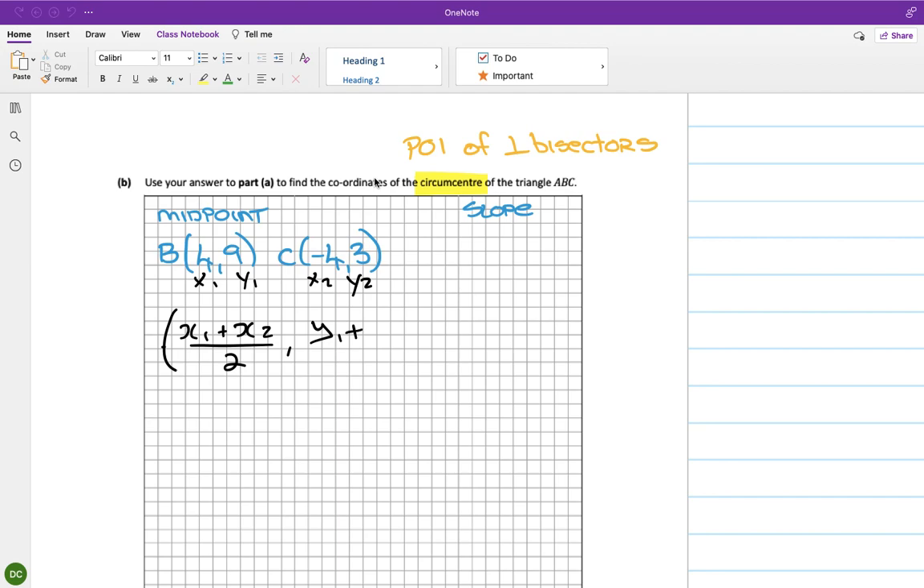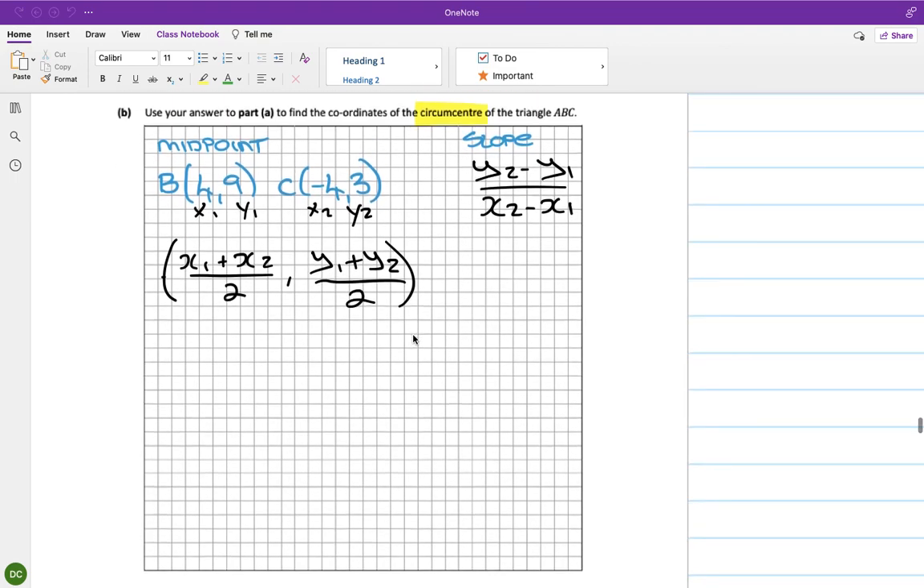I also think I'm going to have to change the form of my line up above because it's just easier to do simultaneous equations with the other version of the line. But we'll worry about that in a sec. Okay, so subbing in, I get 4 plus minus 4 over 2 and 9 plus 3 over 2.